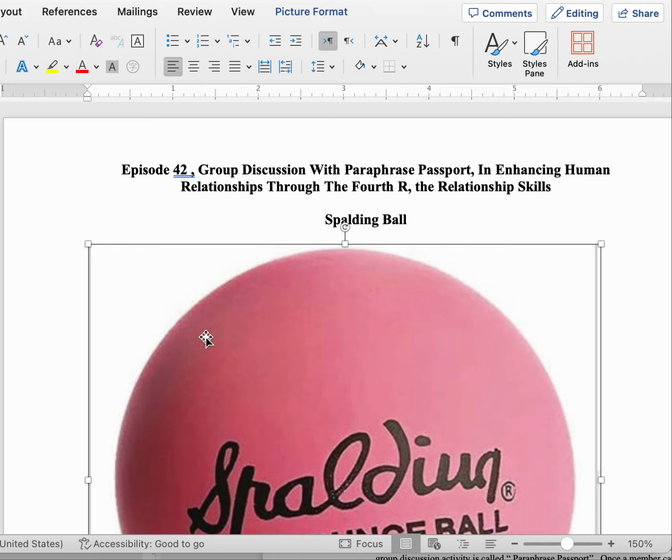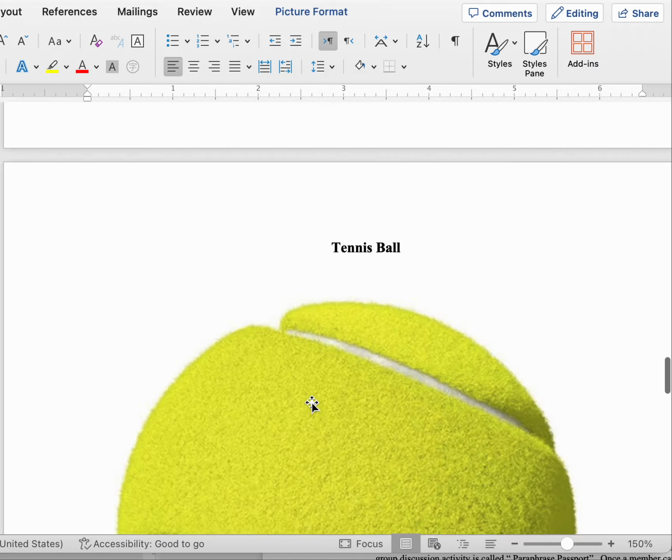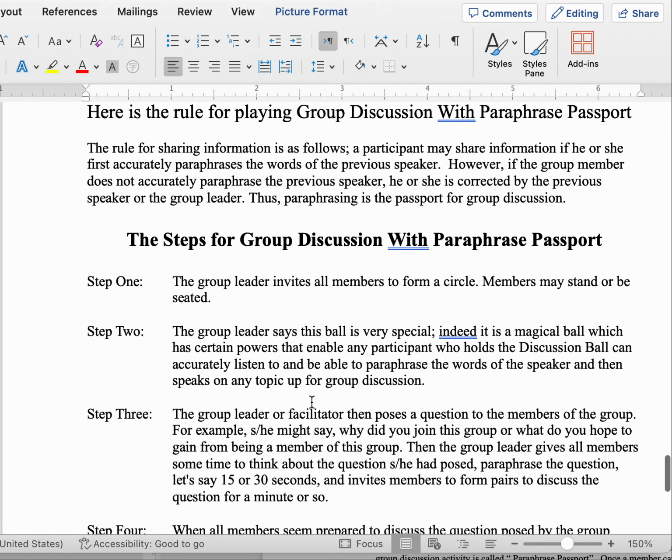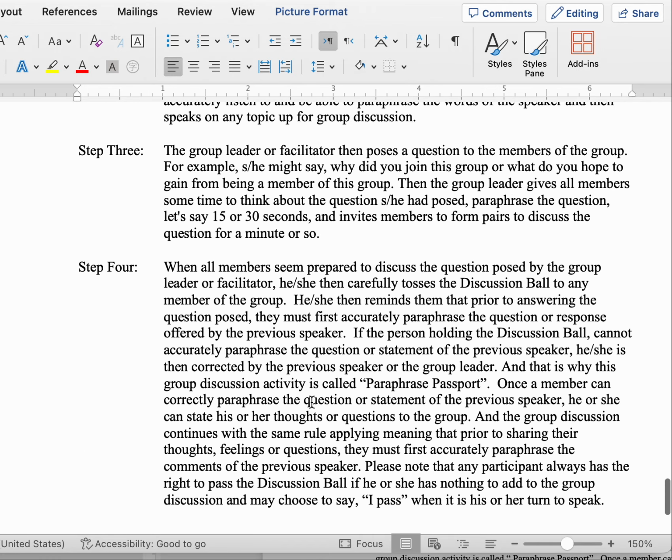Now we urge you to play group discussion with Paraphrase Passport with the members of your family, your friends, your colleagues, your teammates, and your workmates. And if you wish to get a copy of these 4 steps to do Paraphrase Passport, all you have to do is go to my Facebook page and take a screenshot of the steps, and you'll have those steps for yourself.